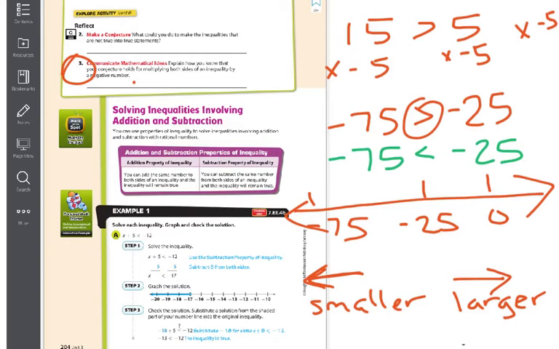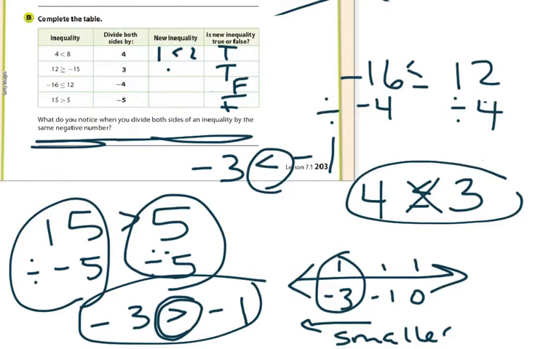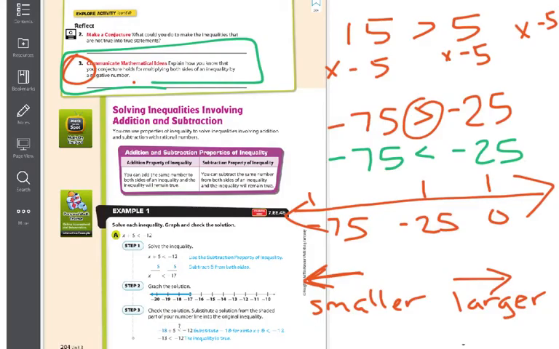So we know that when you are multiplying or dividing both sides of an inequality by a negative number, only when it's by a negative number, because when we did the other page over here, remember these guys were true. When we multiplied by a positive number or divided by a positive number, then that was true. But when we're dividing or multiplying by a negative number, then we have to switch the inequality symbol.